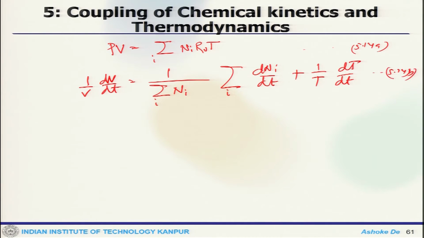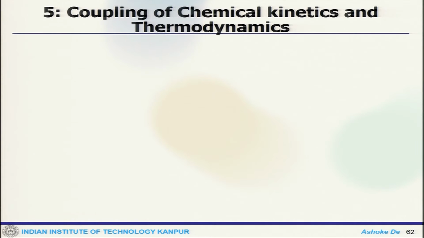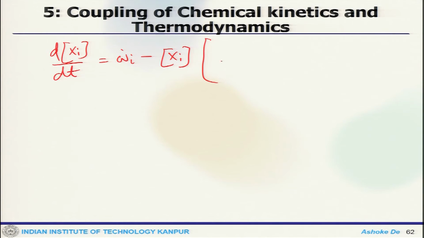So, for this particular system pressure is constant. Now, we substitute 5.9 into 5.14b and then we substitute the result of 5.13b. That will get us the change of concentration: omega dot I minus x I times the sum of omega dot I over the sum over j of x j, plus 1 by T dT by dt.